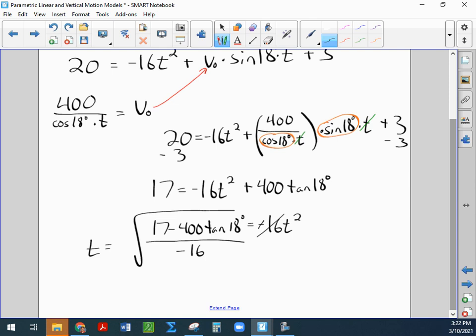But we're really just looking at the positive square root because we want positive values for time. So square root of 17 minus 400 tangent 18 degrees divided by negative 16. I'm going to get 2.657 seconds.